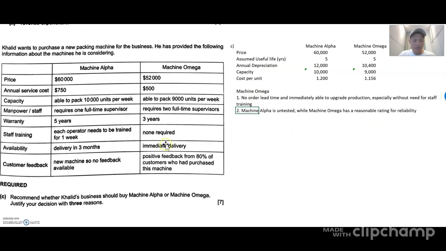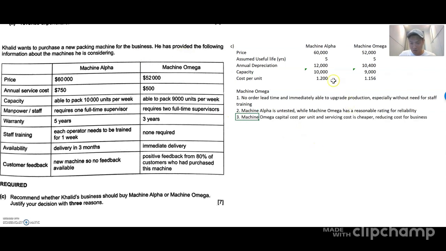The second one is alpha is kind of new in the market, right? A new kid on the block, untested, and you want to avoid spending a lot of money to be a lab rat for alpha. Unless alpha comes with strong brand equity and reliability from other machines that it has made, or other experiences that you had. But in this case, I've assumed that it doesn't, and machine omega is a bit more reliable on the surface of things.